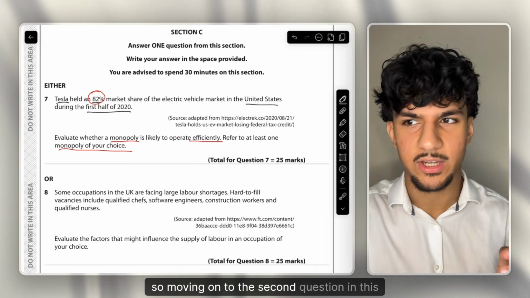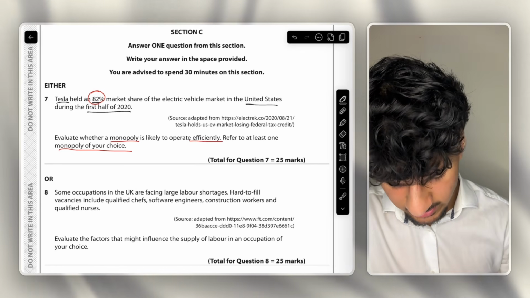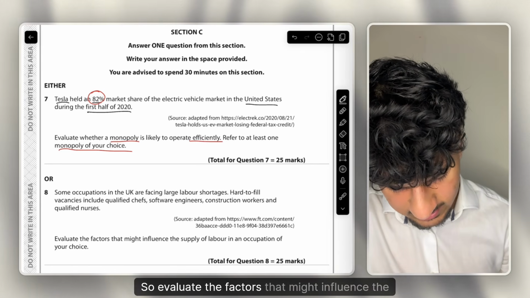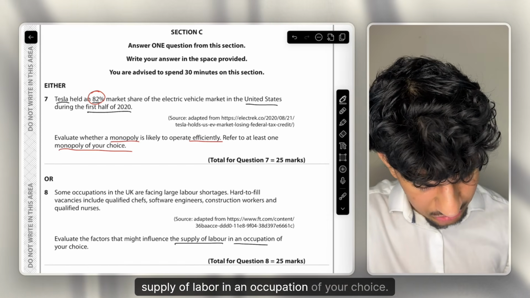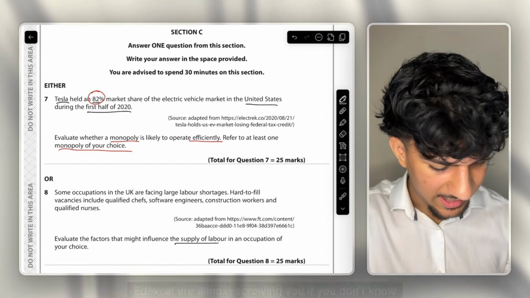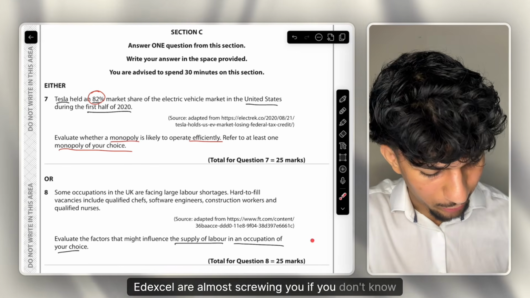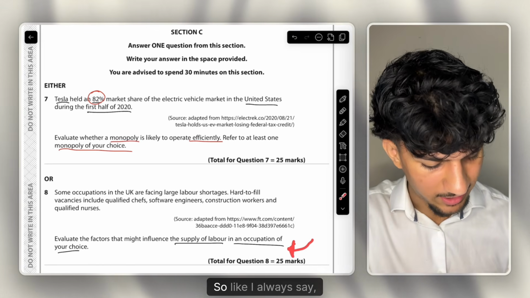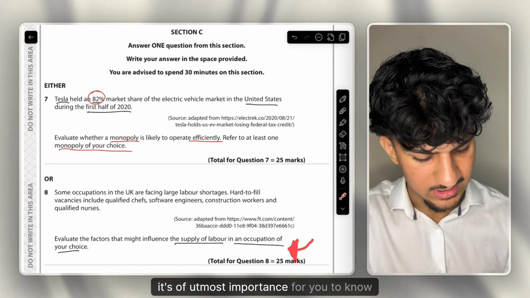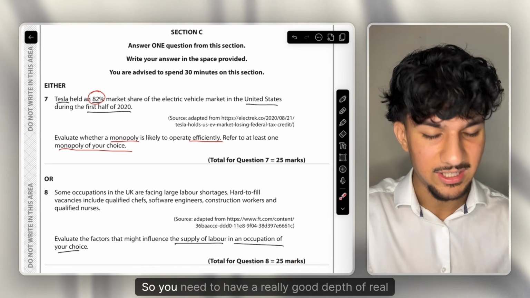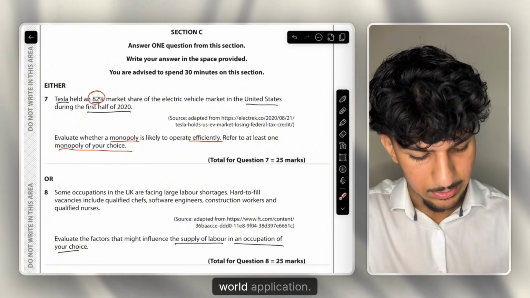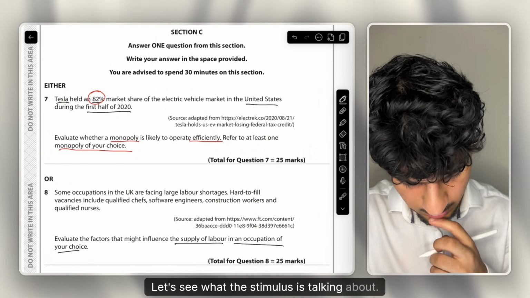Okay, so moving on to the second question in this section C. Evaluate the factors that might influence the supply of labour in an occupation of your choice. Again, Edexcel are almost screwing you if you don't know any real world application. So like I always say, it's of utmost importance for you to know industries, to know examples of basically everything. So you need to have a really good depth of real world application. Let's see what the stimulus is talking about.